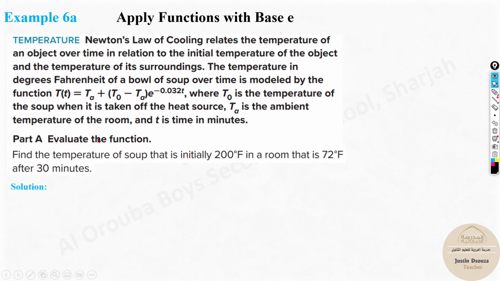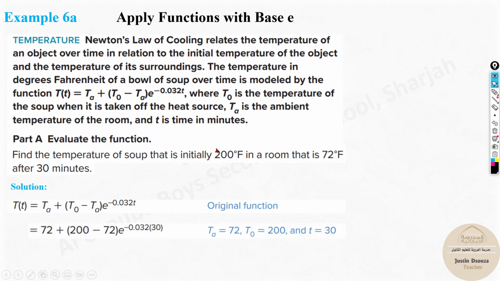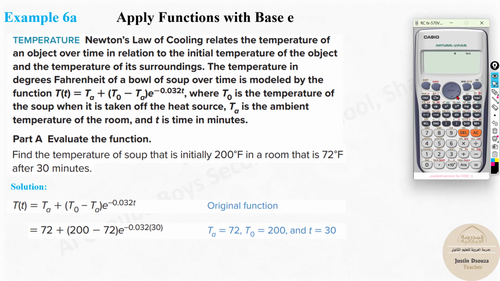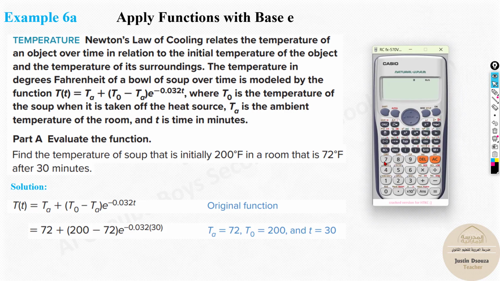So all you're doing is substitute over here. TA is the ambient 72 plus T0, the initial temperature 200, minus 72, again TA, times e to the power minus 0.032 t. What is t? Time, that is 30 minutes. This equation will be given in the question. You can't do it otherwise. Only thing is you have to substitute. Now put everything in the calculator and solve.